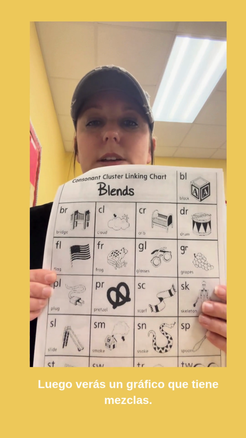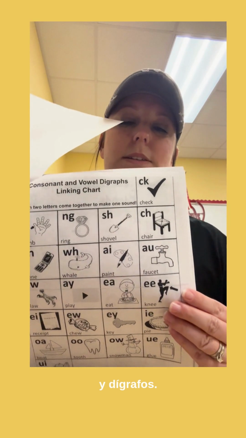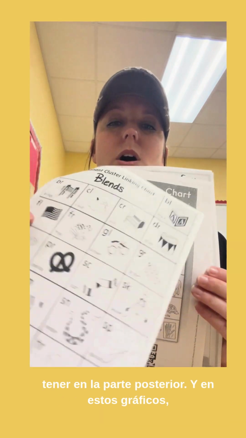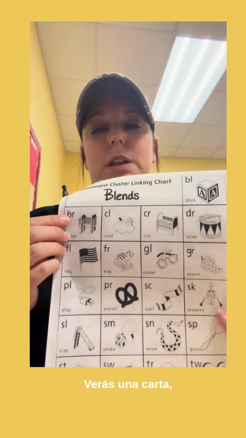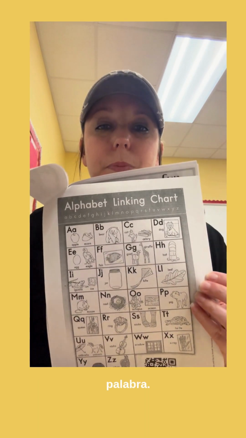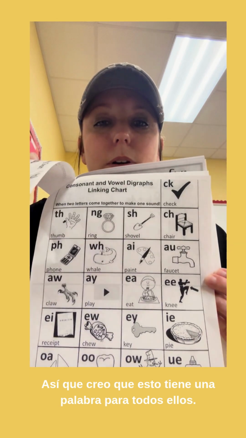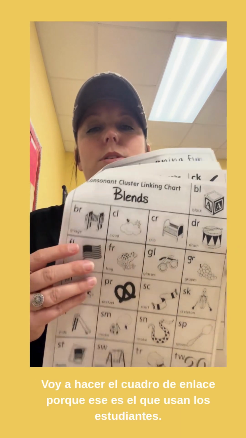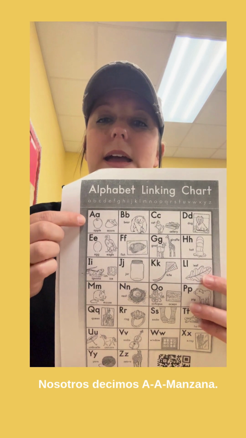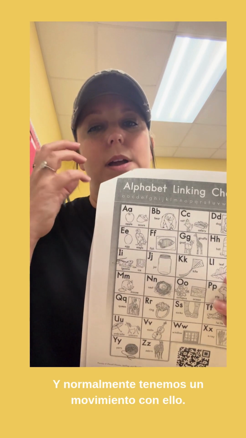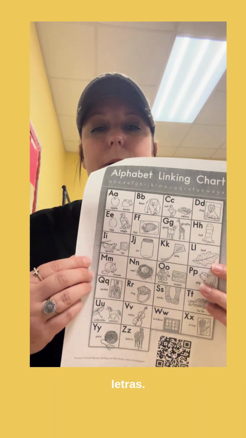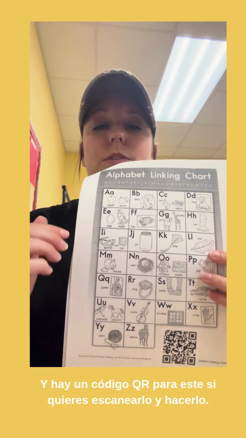Then you're going to see a chart that has blends and digraphs. This kind of looks like our alphabet linking chart that we have on the back. On these charts, you're going to see either a letter, a blend, or a digraph, and then a picture that goes with it and a word. I think that has a word on all of them. I'm going to do the linking chart because that's the one the students are most familiar with. For this one, we say apple, and usually we have a motion with it. You can go through and say those with all the letters, and there's a QR code for this one if you want to scan and do that.